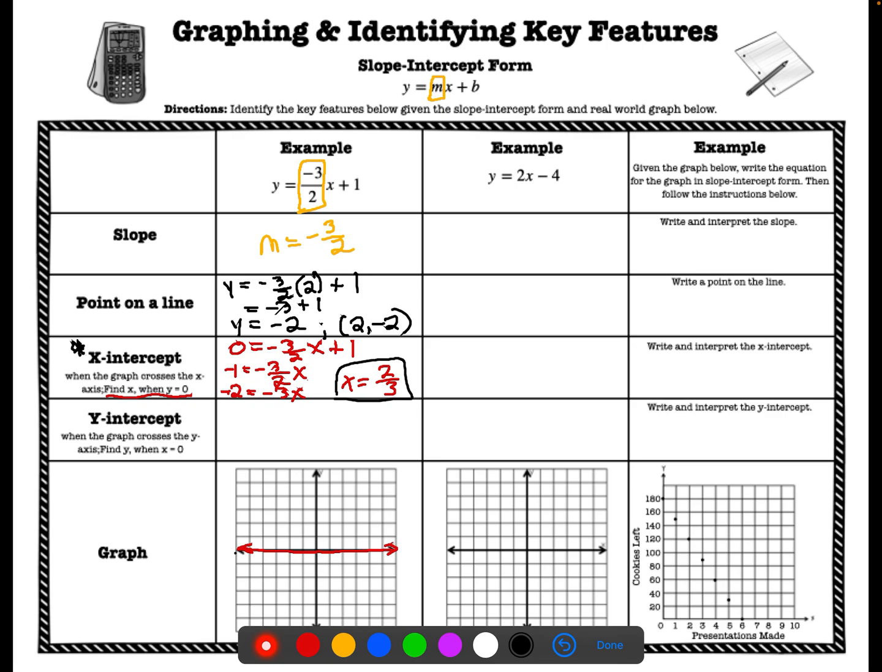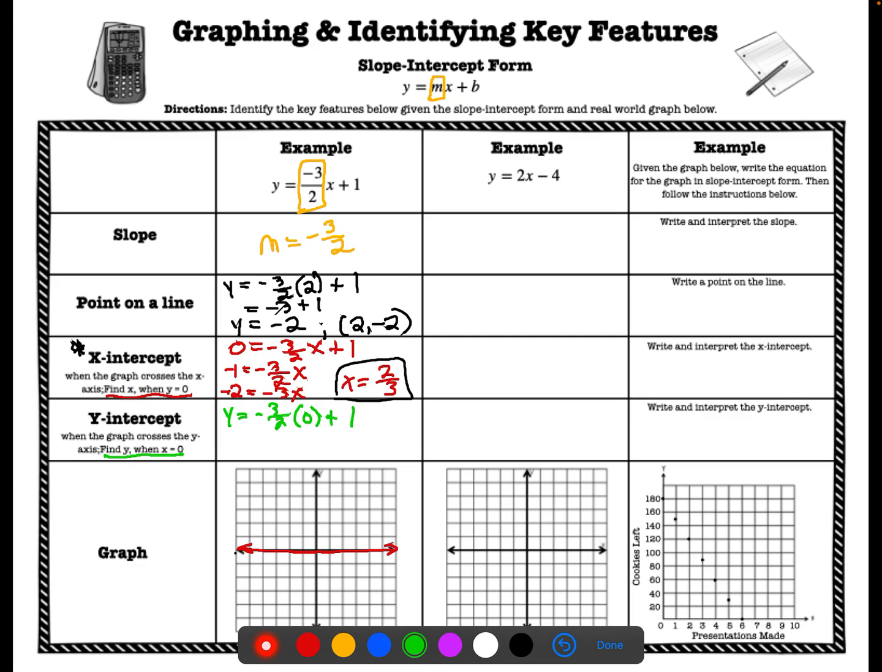So this is our x-intercept. Now we're on to the y-intercept, which is the point where the graph crosses the y-axis. Or we say, find y when x is 0. So that means we substitute in 0 for x and solve for y in this equation up here. So this becomes y equals negative 3/2 times 0 plus 1.